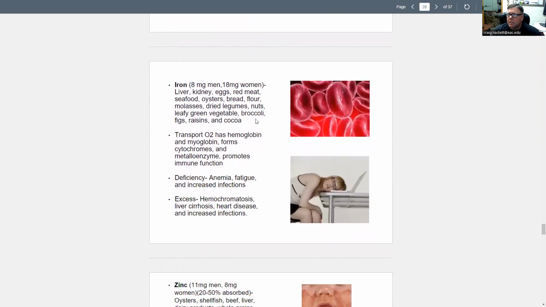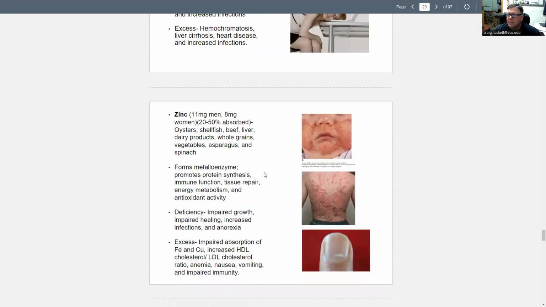Iron, I think, is pretty well known. When we look at iron, we talk about anemia mostly. Once again, recall back with the vitamins, there are others, B6, for example, and others that are main players too. So it's not always just iron. Zinc is an interesting one.